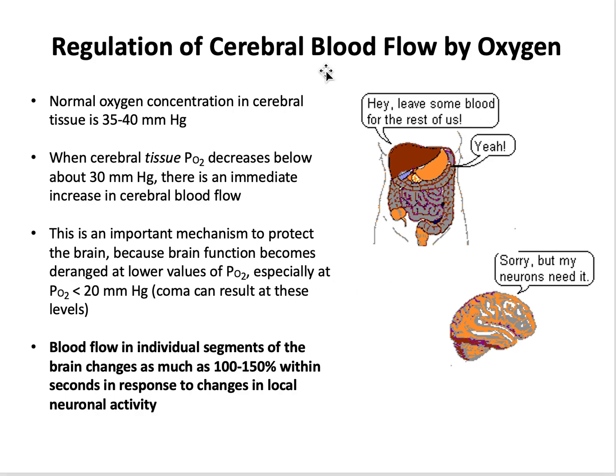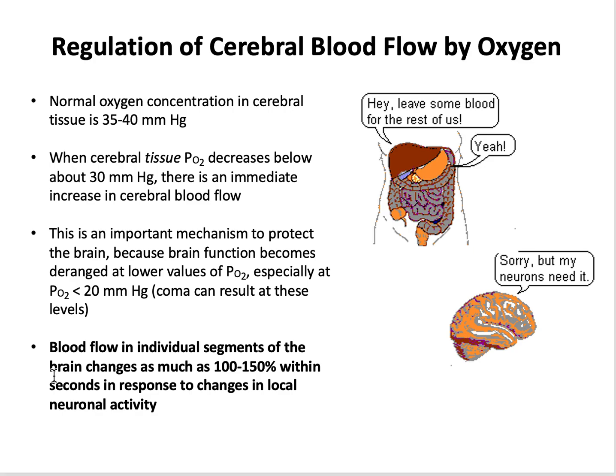Regulation of cerebral blood flow by oxygen. The big picture, what I want you to know from this slide, is the fact that blood flow in individual segments of the brain can change as much as 100 to 150% within seconds in response to changes in local neuronal activity. What this statement is saying is that there are mechanisms in brain tissue which allow for localized increases in blood flow depending upon which areas of the brain are most active, right?